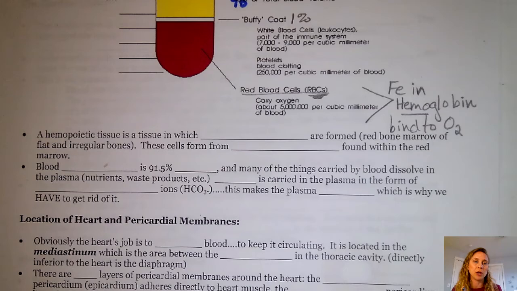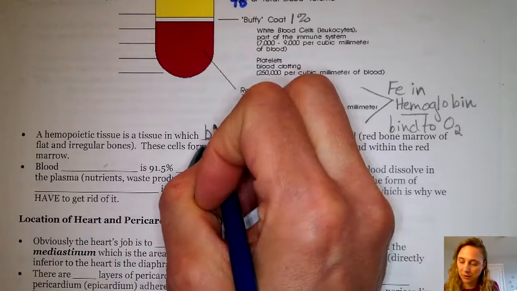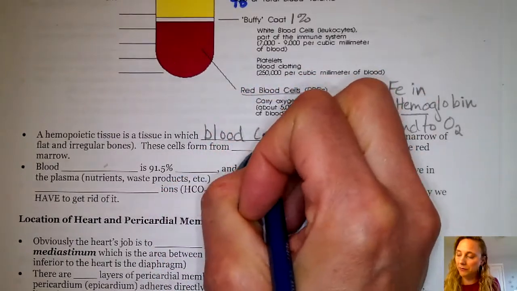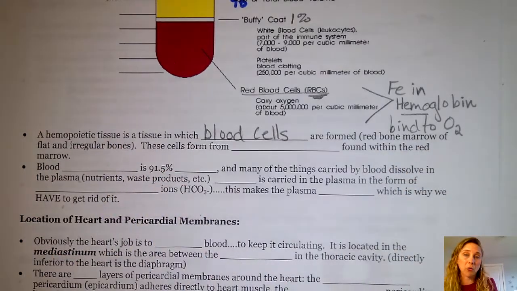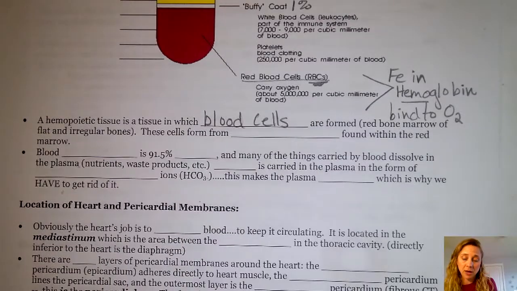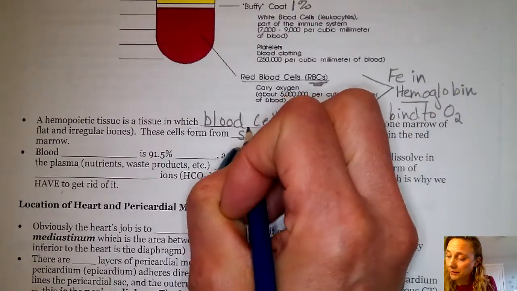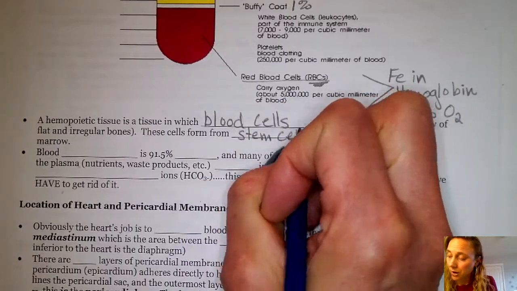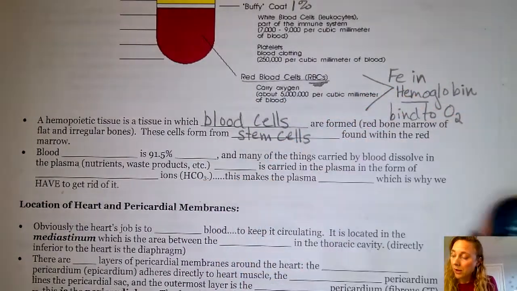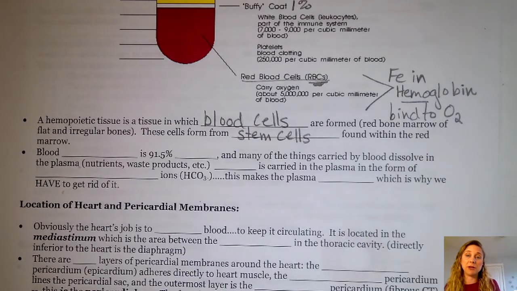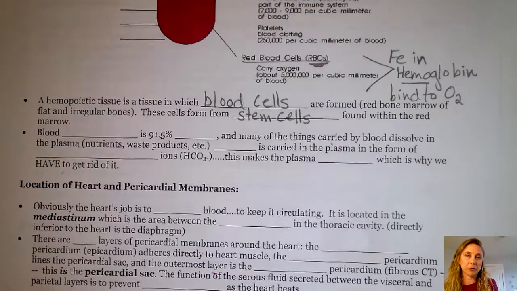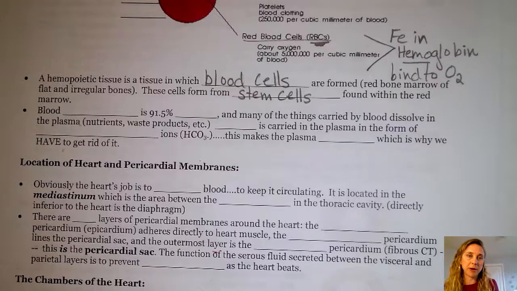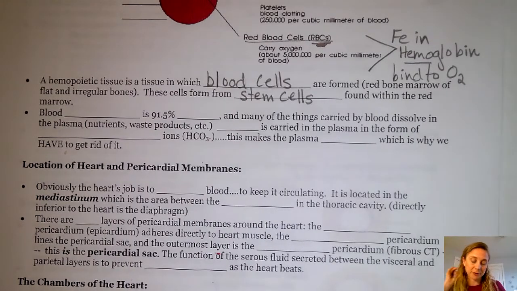Hematopoietic tissue, that's tissue in which blood cells are formed. Okay, that just means blood cells are going to arise in that type of tissue. So it's related to blood cells. Red bone marrow, flat and irregular bones are where you're going to get red blood cells. These cells form from stem cells first. They're not differentiated yet, and that's what makes the red blood cells in the bone marrow. Okay, we might talk a little bit about that. These erythrocytes come from stem cells.